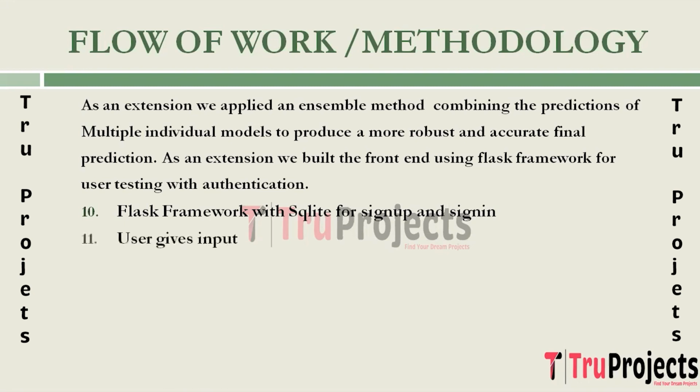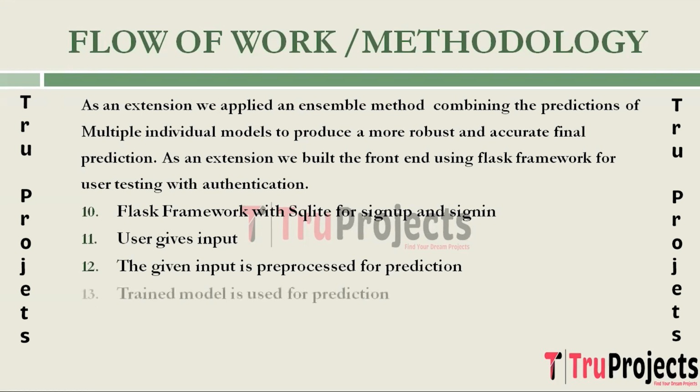The next module is user gives input. Users interact with the application by providing input in the form of text for analysis. The next module is pre-processing the given input for prediction. The input from users undergoes pre-processing steps similar to those applied to the training data, ensuring consistency and compatibility with the model. The next module is trained model is used for prediction. The pre-processed input is fed into the trained model for prediction. The model outputs a classification indicating whether the given input is likely to be spam or not spam.